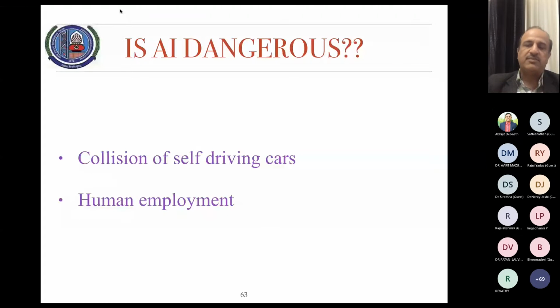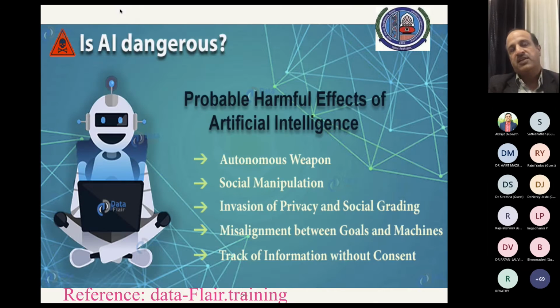I initially said some persons might have a question in mind: is artificial intelligence dangerous? Two major dangers can be thought of. They are the collision of self-driving cars, because we are always used to seeing cars driven by human beings, and another threat to our employment. It has been felt that in the coming days, when AI works, human employment may quite possibly be at risk.